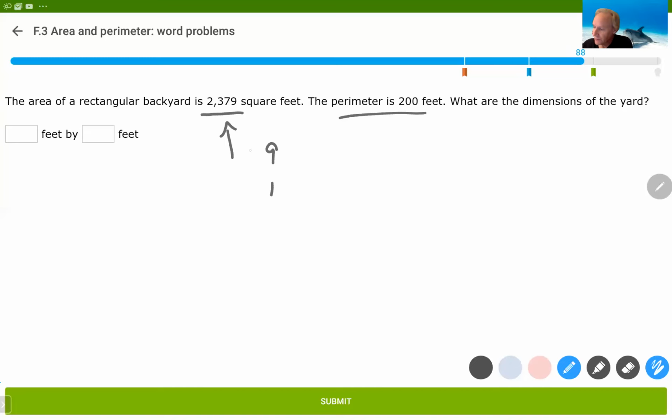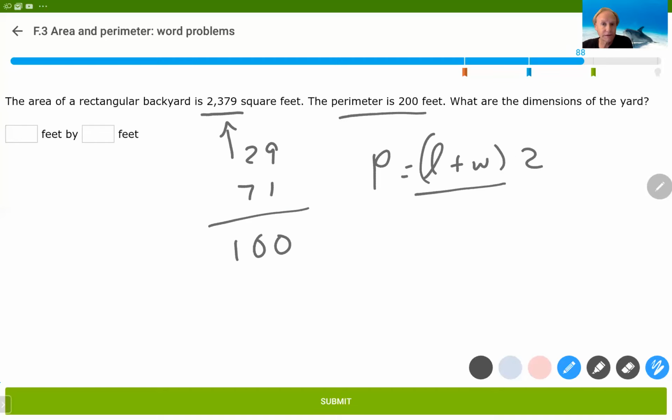So I could try 29 and 71. And that's going to give me a total of 100. And when I double it, I get the perimeter. This is basically, I'm using the perimeter formula, length plus width times 2. So I know the length plus the width is 100. That's times 2 here that you can't see. I'm going to move myself out of the way again. God, I just keep getting in the way. Myself over here. There we go.